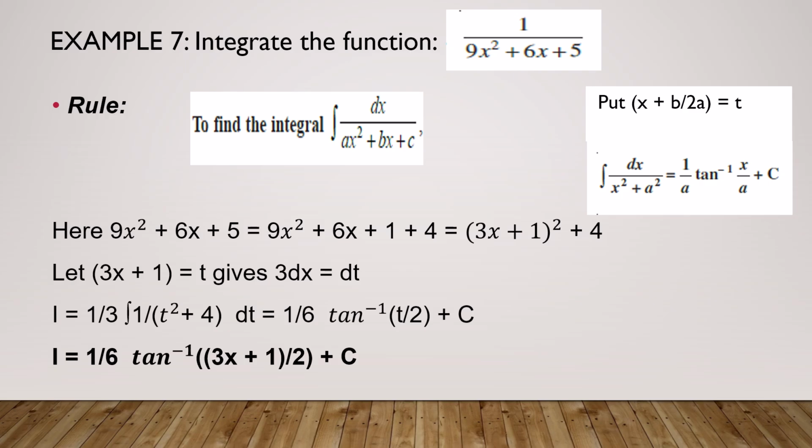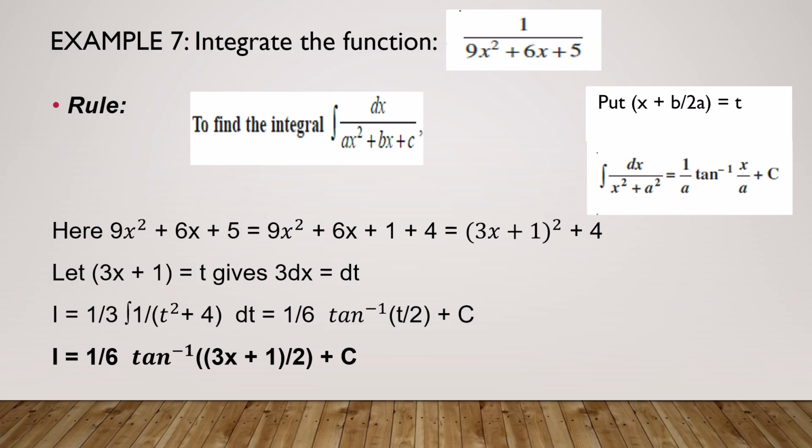Differentiate both the sides, so it is 3 dx is equal to dt. So now instead of dx, what will you write? dt upon 3. So it is 1 upon 3 dt, and what will become the function? Your function will become 1 upon 3x plus 1 whole square plus 4. Instead of that, 1 upon t square plus 4. So now use our standard integrals list of formulas which we have seen. Integral of dx upon x square plus a square is 1 upon a tan inverse x by a. So it is 1 upon 6 tan inverse of t by 2.